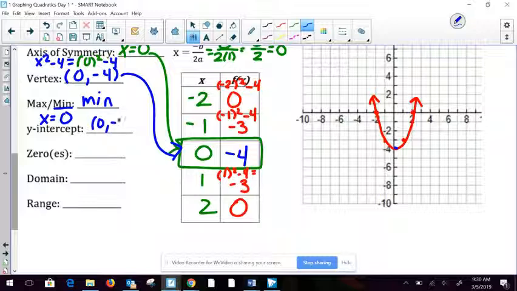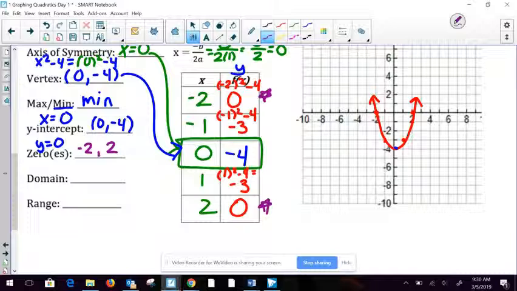At 0, -4. My zeros is where my y, remember y is f of x, where my y is equal to 0. So where are the places where it's equal to 0? Yeah, right here and here. So what are those x values? -2 and 2. Those are both zeros or x-intercepts or solutions. Any of those work. Domain every single time. -infinity to positive infinity, good.